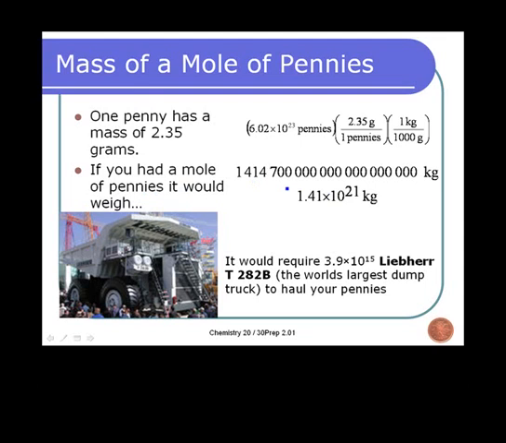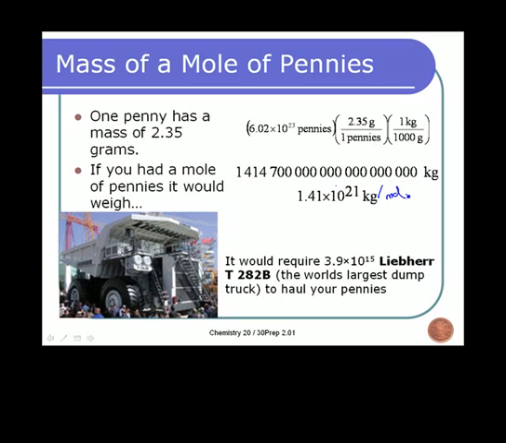This is the molar mass of a penny, but 1 mole of pennies weighs 1.41 times 10 to the 21 kilograms. So again, it's a huge mass. You wouldn't be able to carry it around in your back pocket, that's for sure.